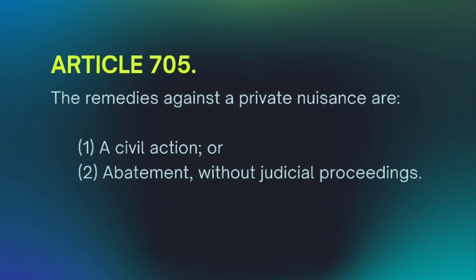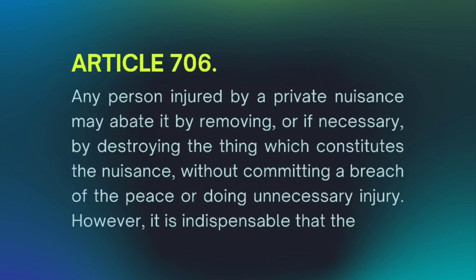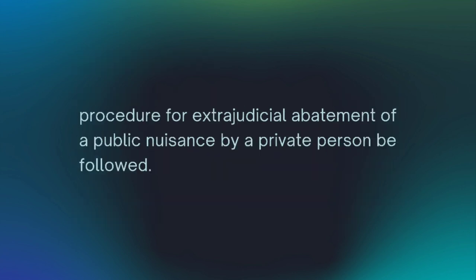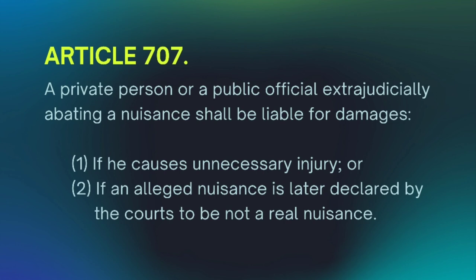Article 705. The remedies against a private nuisance are: 1. A civil action, or 2. Abatement, without judicial proceedings. Article 706. Any person injured by a private nuisance may abate it by removing, or if necessary, by destroying the thing which constitutes the nuisance, without committing a breach of the peace or doing unnecessary injury. However, it is indispensable that the procedure for extrajudicial abatement of a public nuisance by a private person be followed. Article 707. A private person, or a public official extrajudicially abating a nuisance, shall be liable for damages: 1. If he causes unnecessary injury, or 2. If an alleged nuisance is later declared by the courts to be not a real nuisance.